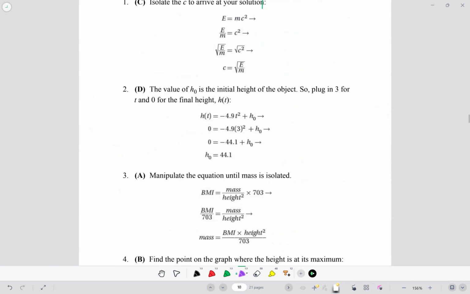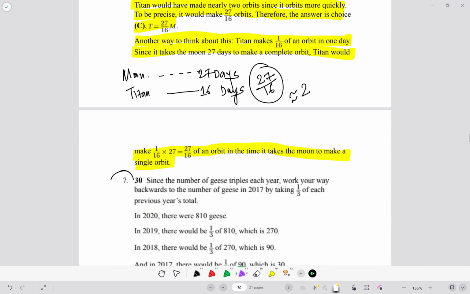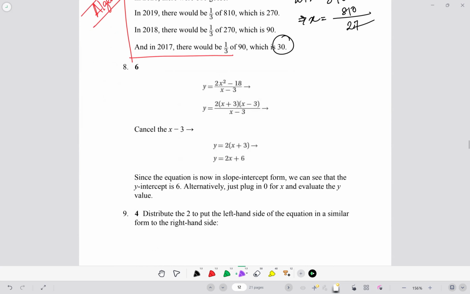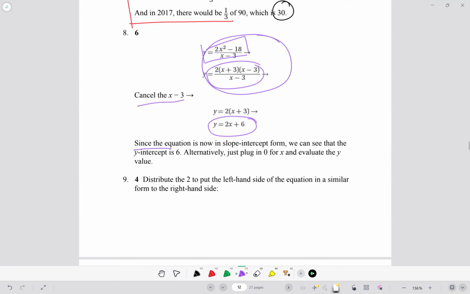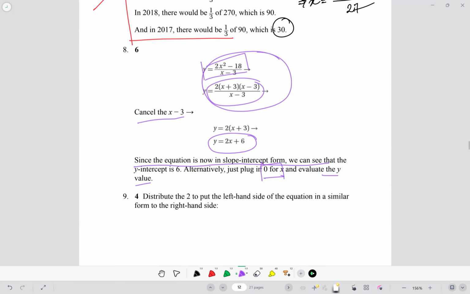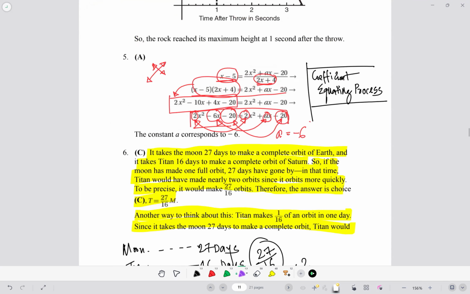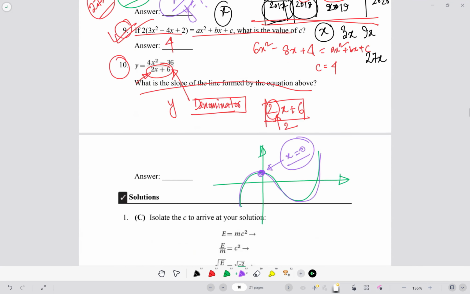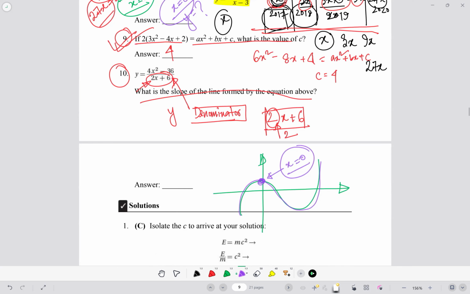Let's look at how they solved problem number 8. They have taken the equation, factored it, and cancelled the x - 3 to get the y-intercept. Technically, they have done the same thing: plug in x equals 0 and find the y value. That is what I just told you, you just need to put x equal to 0 and find the y.